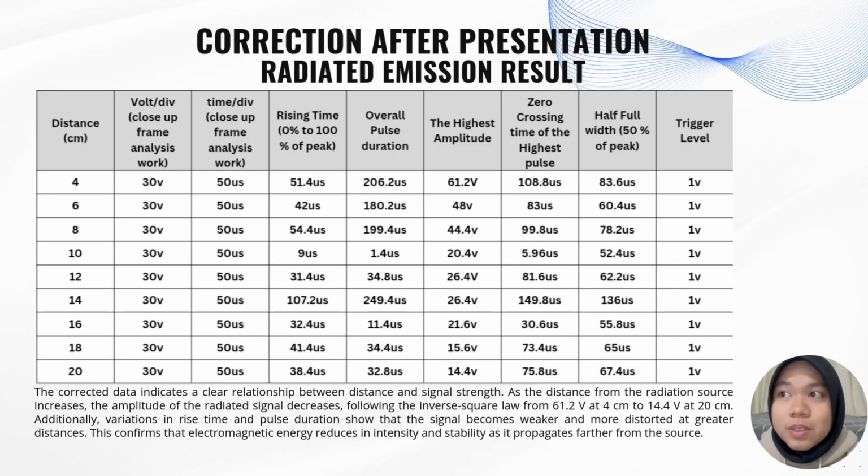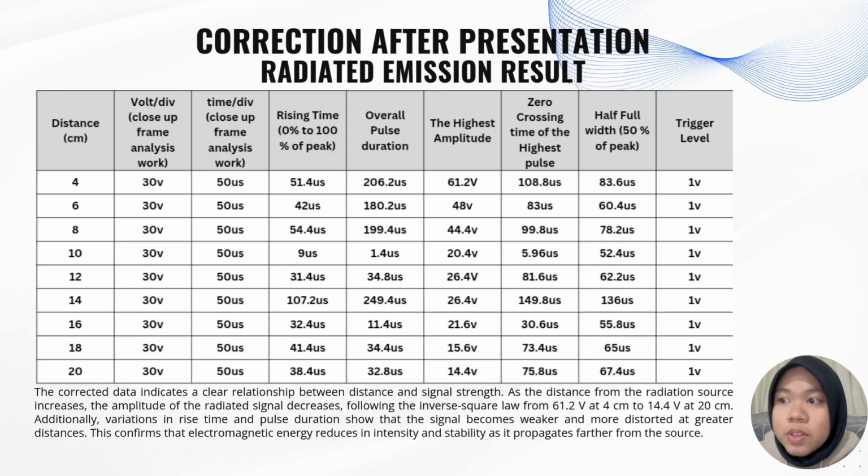This table is about the correction of the presented radiated emission results. The corrected data indicate a clear relationship between distance and signal strength. As the distance from the radiation source increases, the amplitude of the radiated signal decreases, following the inverse square law, from 61.2 volts at 4 cm to 14.4 volts at 20 cm.